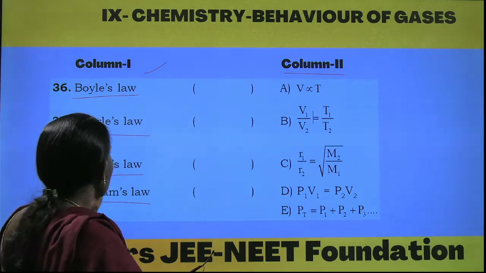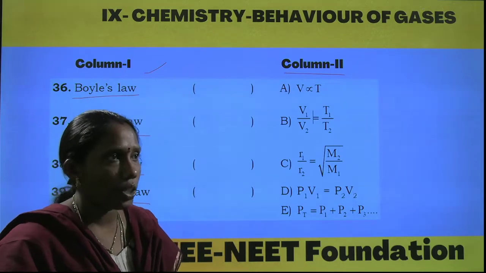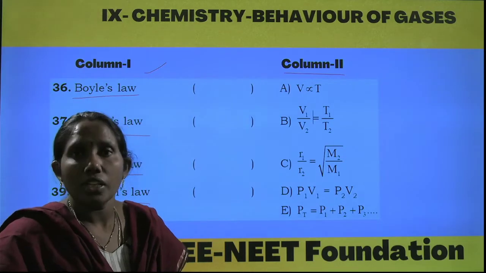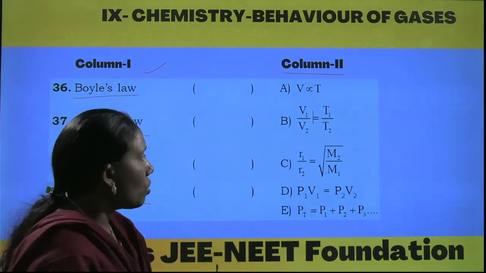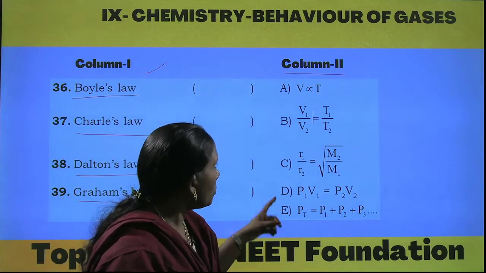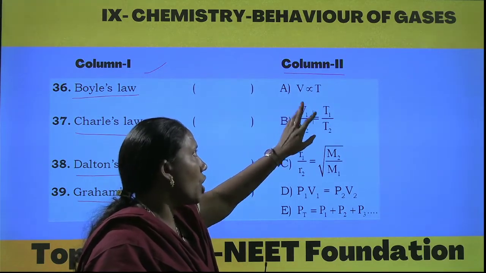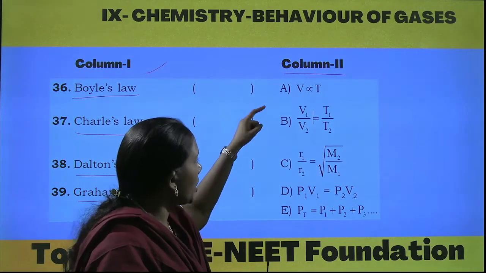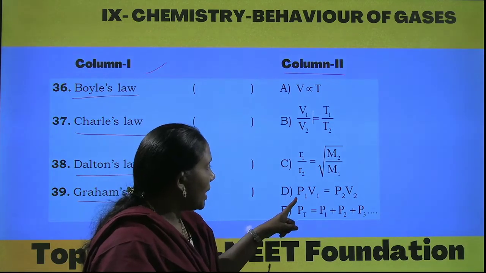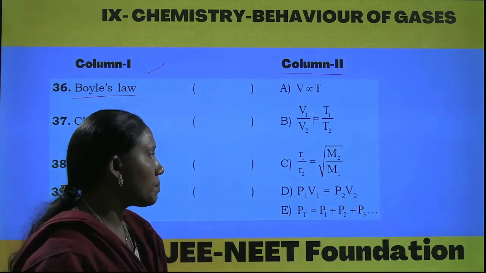Okay, let us see. First one is Boyle's law. We already discussed Boyle's law in the previous sessions, and one more time I will explain. Boyle's law is: at constant temperature, pressure is inversely proportional to volume. So, the pressure and volume relation is Boyle's law. If you come to column 2, in the first options A, B, C there are no pressure and volume terms, and in D it is P1 V1 equal to P2 V2, and in the E option it is total pressure equal to P1 plus P2 plus P3.